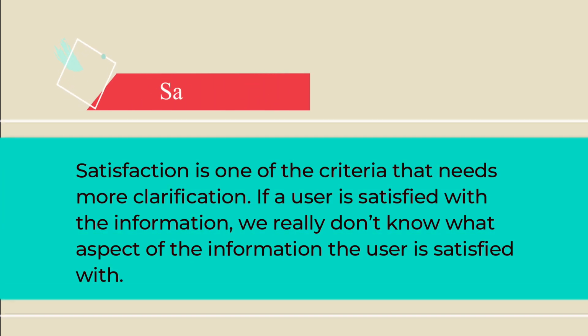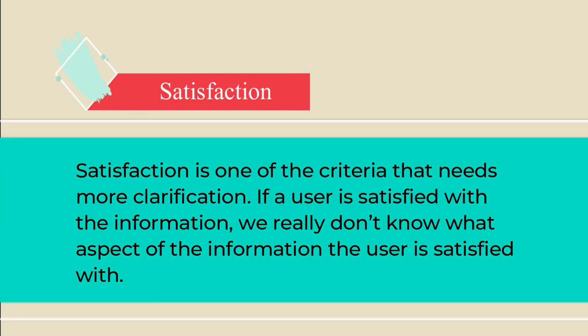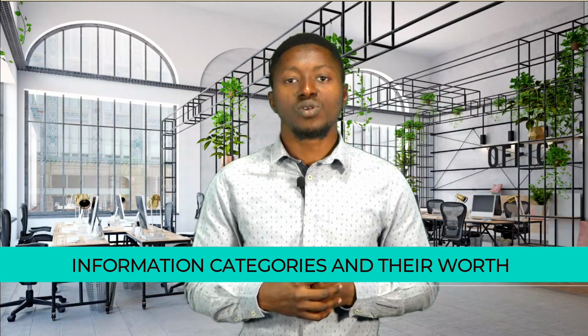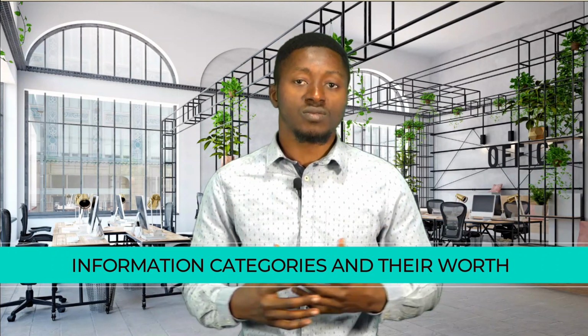Next, we are going to talk about satisfaction. Satisfaction is one of the criteria that needs more clarification. If a user is satisfied with the information, we really don't know what aspect of information the user is satisfied with. Next, we are going to talk about information categories and their worth.